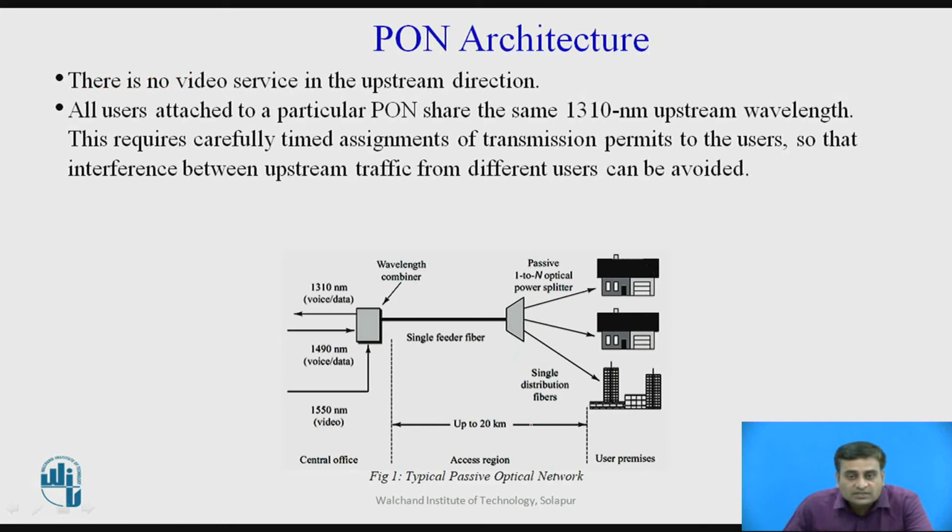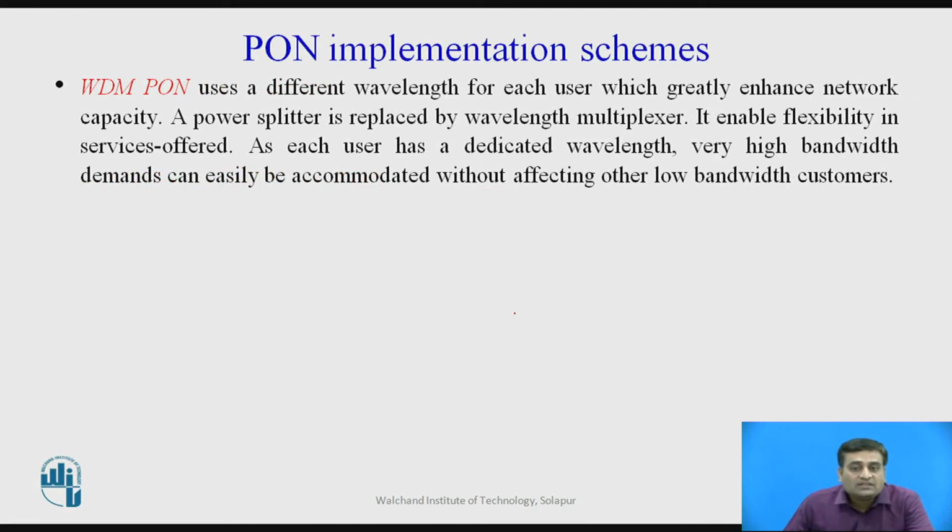Here we see the typical architecture of PON, and in the WDM PON implementation scheme, instead of this power splitter, a wavelength division multiplexer is used. So this enables flexibility in the services offered by the passive optical network, as each user has a dedicated wavelength, so very high bandwidth demands can easily be accommodated without affecting the other low bandwidth customers. So this scheme is very widely used and is the most popular scheme of implementation.